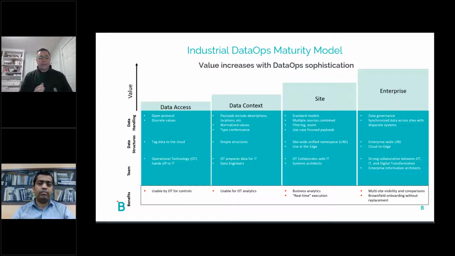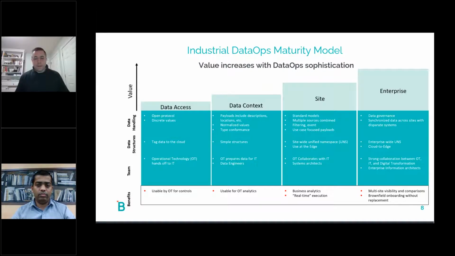What's important is that you recognize as you move through the maturity model, the benefits increase, and that's what makes it all worthwhile. The point is that with data access, this data is very much usable by the OT team to perform things like analytics. As you move on to data context, data access really provides controls. Data context adds for analytics.